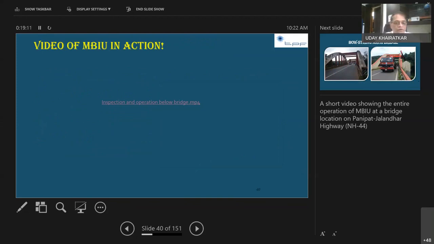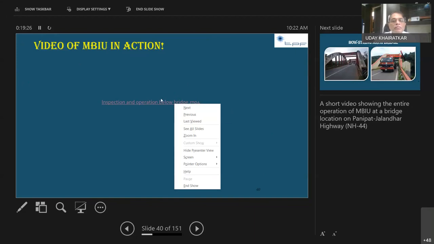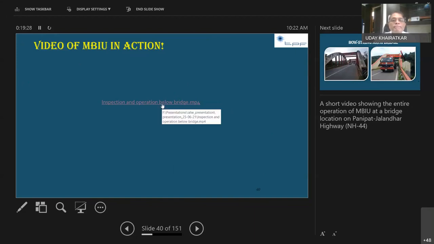Just connecting the different... give me just one minute. I'll open it in a different window.